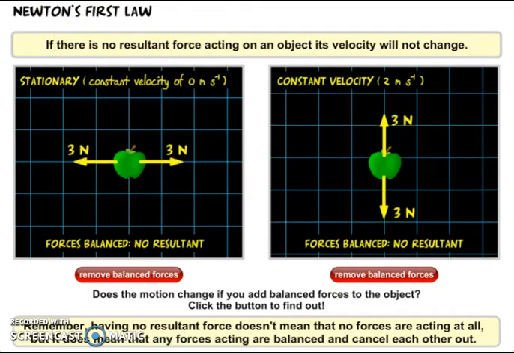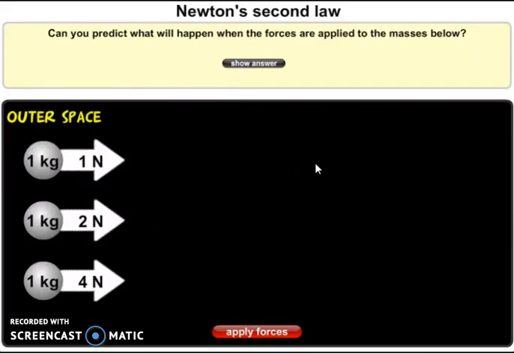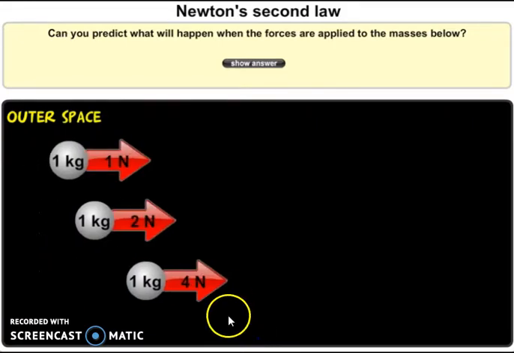Now we go into Newton's second law. Looking at this, we have, in outer space, three objects being pulled by different forces. Which one do you think will move the fastest, will accelerate the fastest? Check this out.